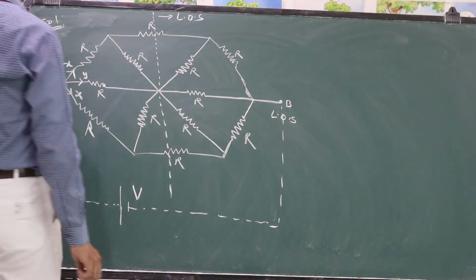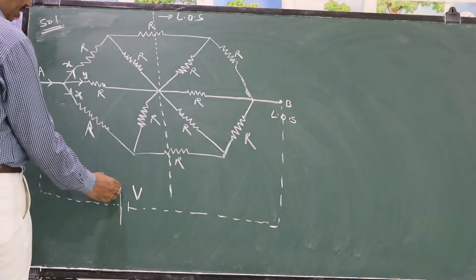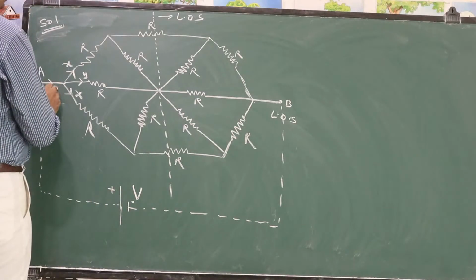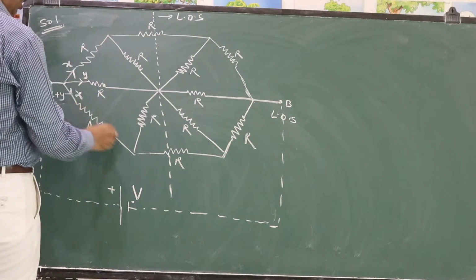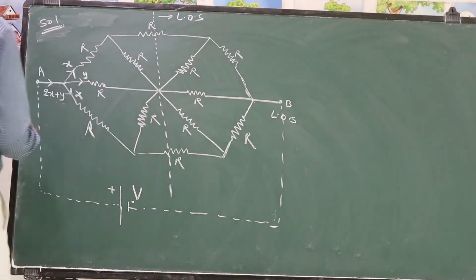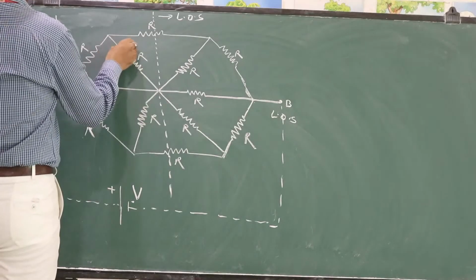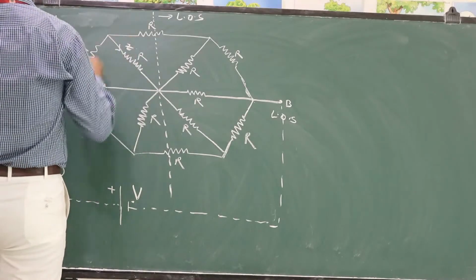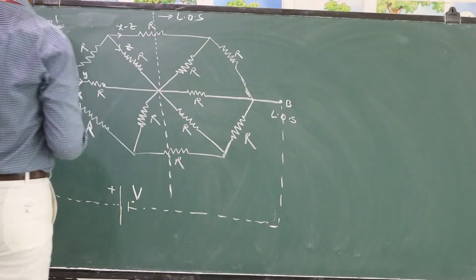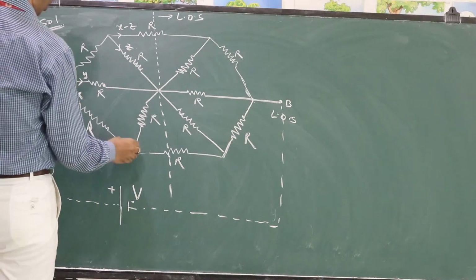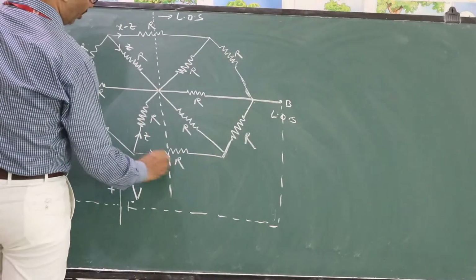What will happen? In order to provide this current, the cell has to give 2x plus y current. The x current is going like this, x current is going like this, y current is going like this. If you observe clearly, this x finds two paths. In this path, z is the current going, so the remaining x minus z current is going in this path. Similarly, this x current is going like this. Due to symmetry, the same z current is going like this, and x minus z current is going in this branch.